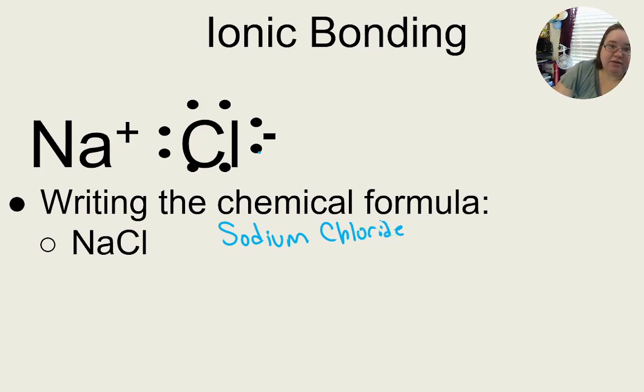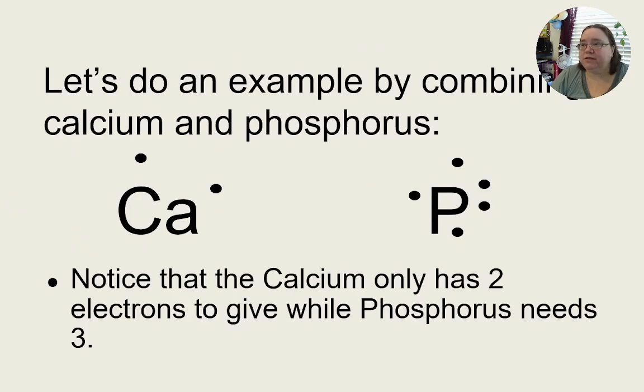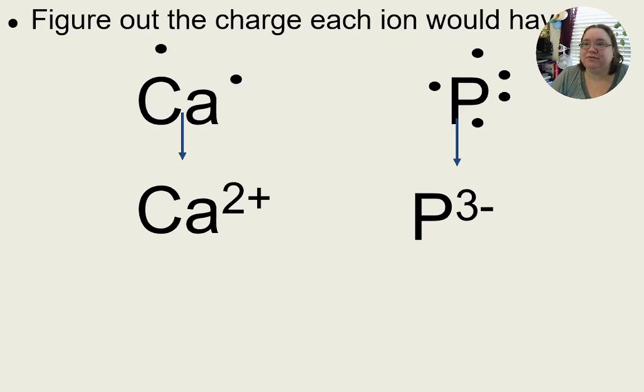So, table salt, the stuff that you put on your french fries, is called sodium chloride. Notice how the names and the elements relate. So let's look at a different example. I have calcium, who has 2 valence electrons, and phosphorus, who has 5 valence electrons. Notice that calcium only has 2 electrons to give away, and phosphorus needs 3. Well, that means I'm going to need more calciums in order to balance out, or in order to stabilize the phosphorus.